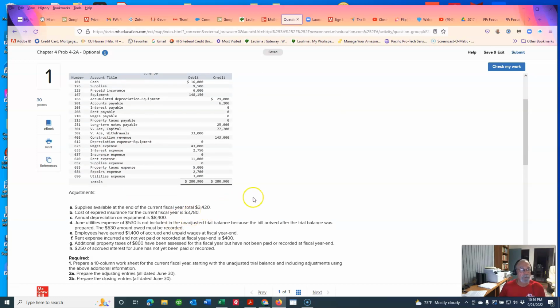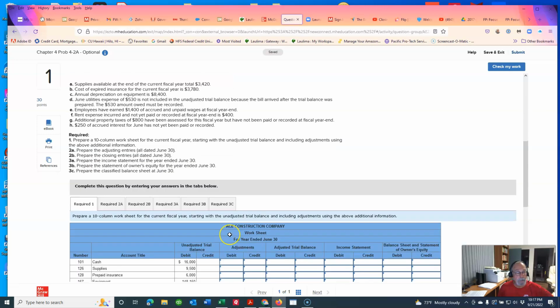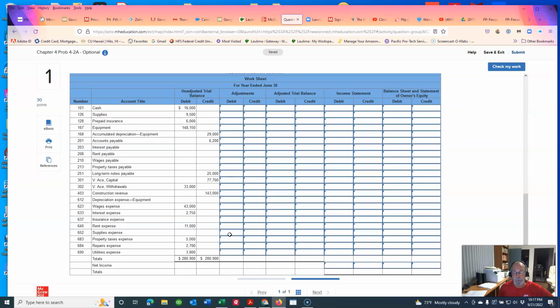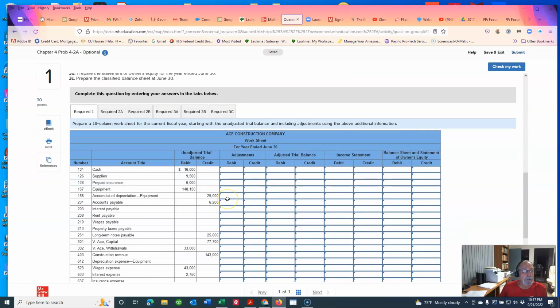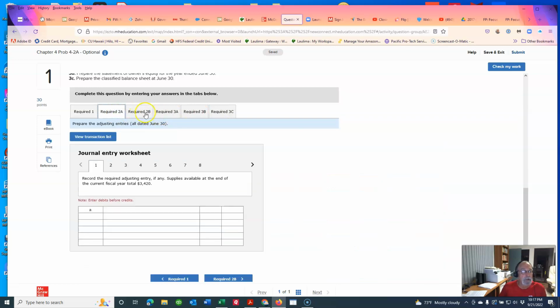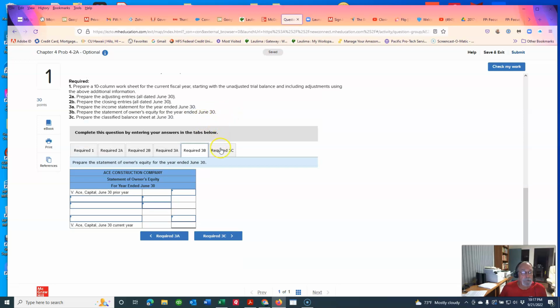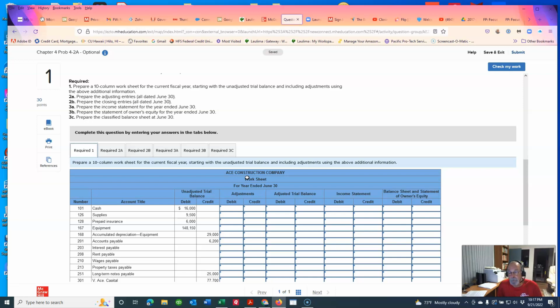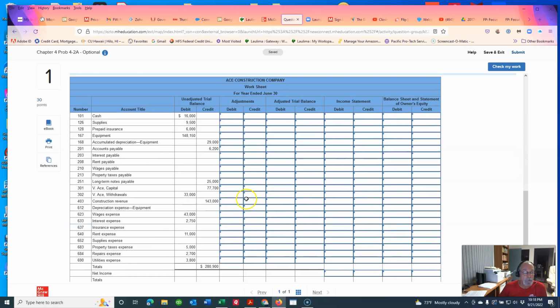Let's see. So we need to do adjustments, and adjustments are the topic of Chapter 3. So this is a great review of that material. So we need to do our adjustments, and I think it's going to ask us to complete the worksheet. Now the worksheet is a time-consuming process, and so we need to take our time and approach this one step at a time. So let's take a quick look. We have requirement 1, 2A, 2B, 3A, 3B, and 3C. So we have a lot of steps here that we're going to have to run through. Take it one at a time, and start with requirement 1 first.